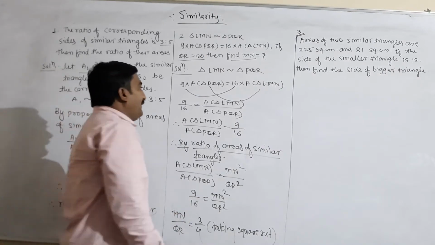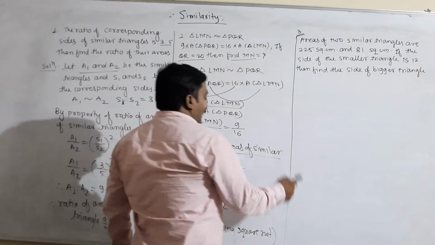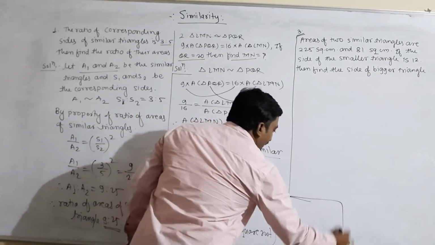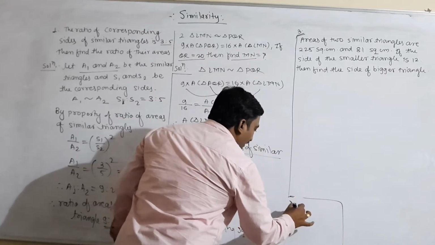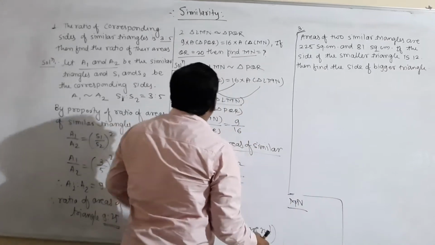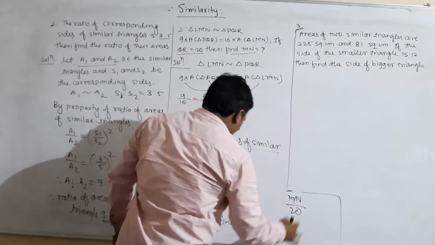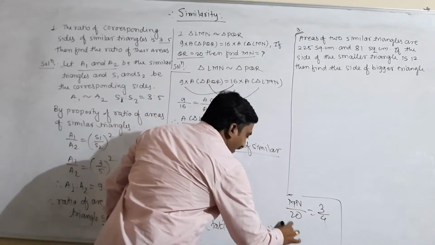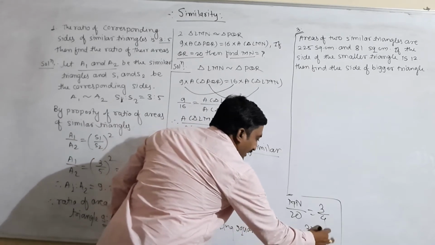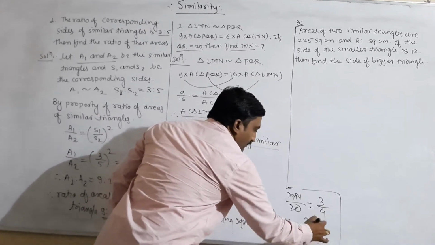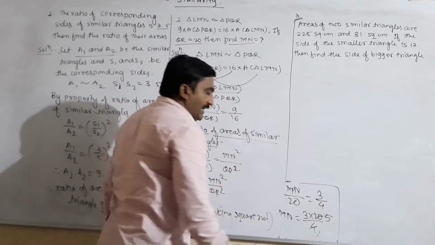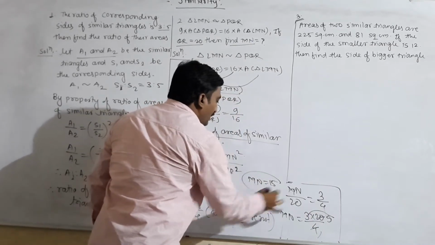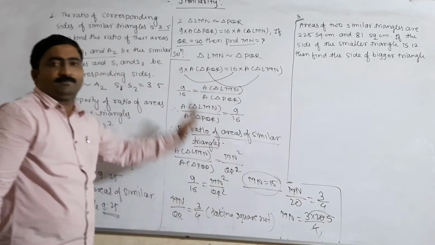Then by substituting the value, we have to calculate MN. Therefore, MN divided by the value of QR, which is 20, is equal to 3 by 4. So MN is equal to 3 into 20 divided by 4. 4 ones are 4, 4 fives are 20, 3 fives are 15. Therefore, MN is equal to 15.